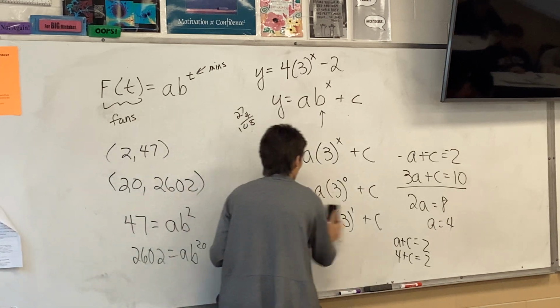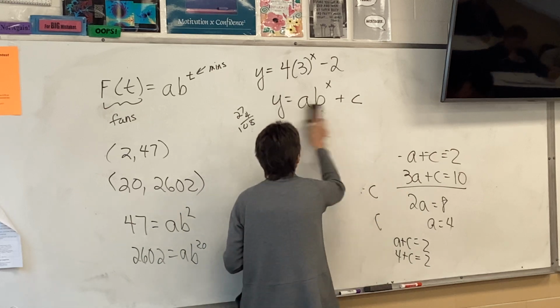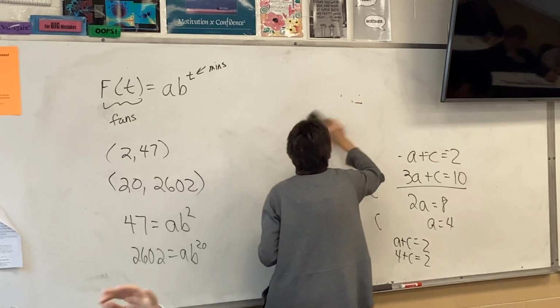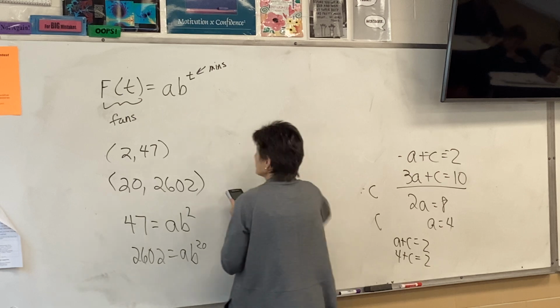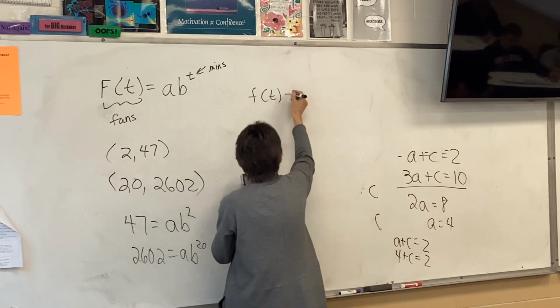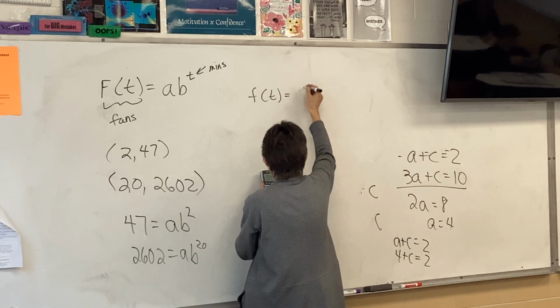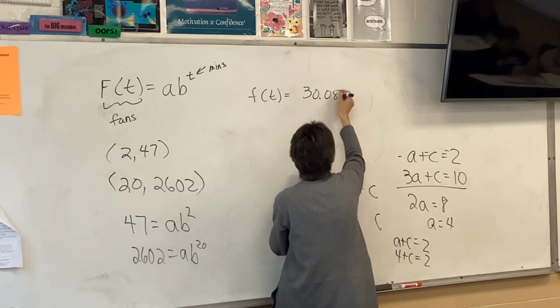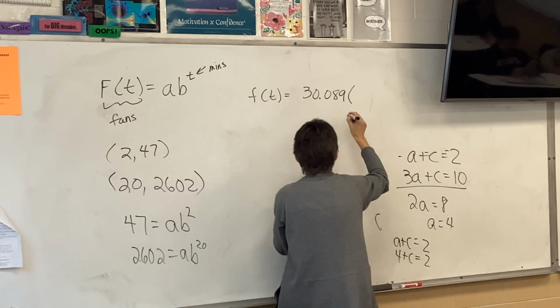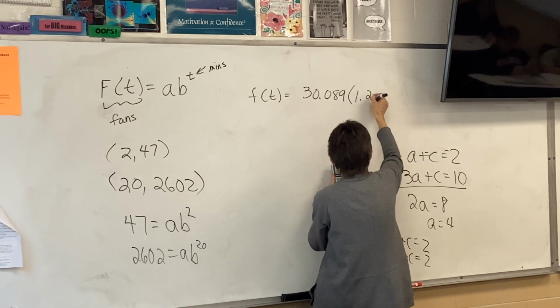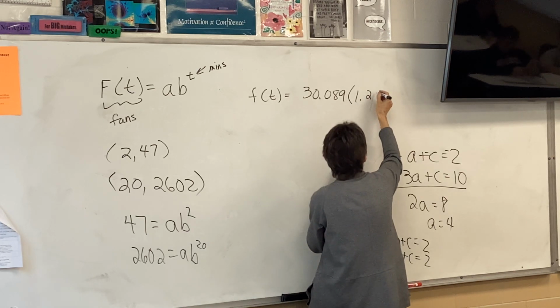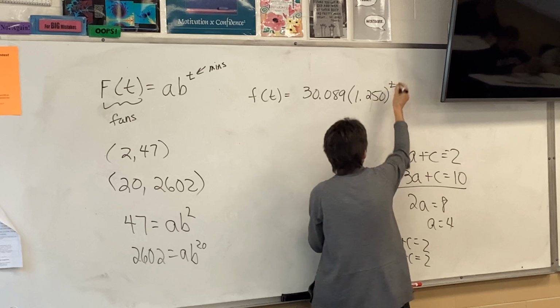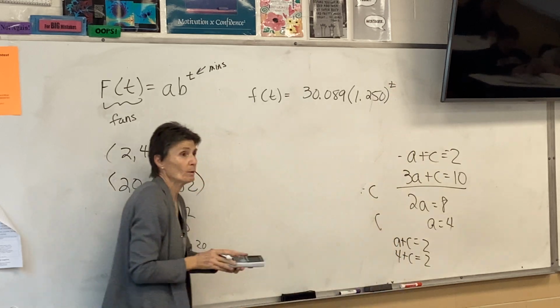And I came up with 30.08289 times 1.250, if I'm rounding to the nearest thousandth. Is that what you came up with?